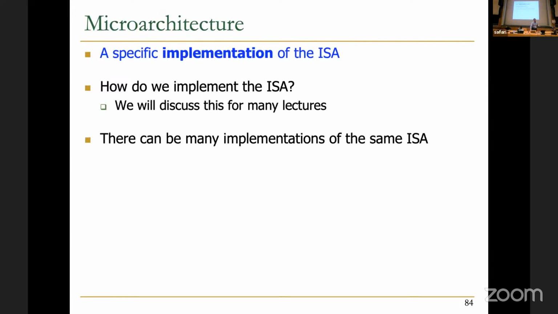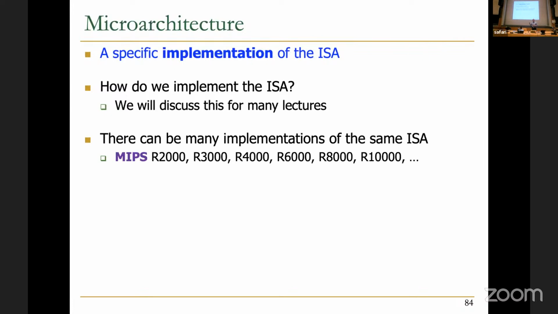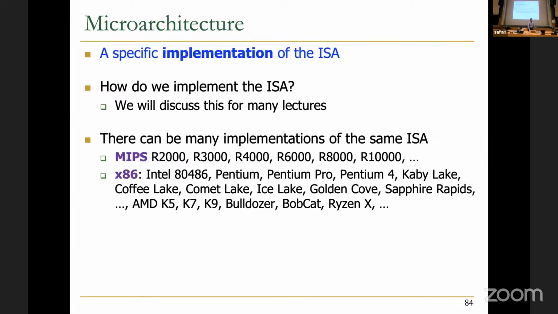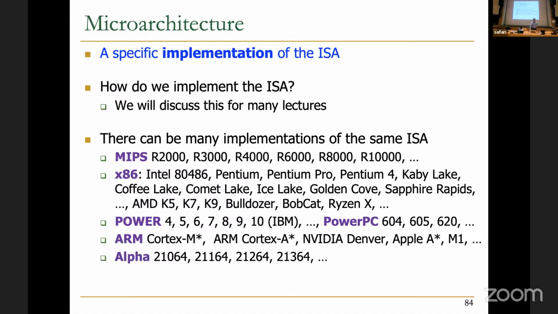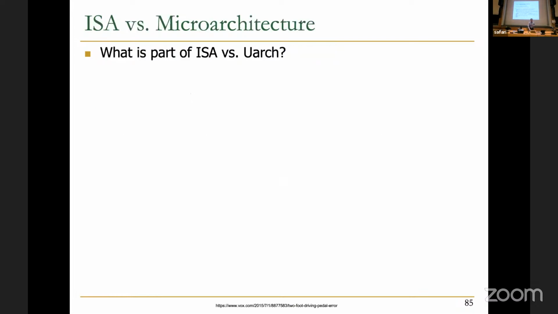So there could be many implementations of the same ISA. MIPS, for example, had many implementations. It's a real ISA that we're studying. x86 still has lots of implementations. I didn't update this, so there's perhaps another implementation that's not here. Power, this is the IBM ISA. IBM and Motorola developed it, and it used to be used in early Macintoshes, and it has many implementations. ARM clearly has many implementations. Alpha had many implementations. Today, RISC-V is an open source ISA, and there are many implementations. So basically, the same ISA can be implemented in many different ways, as we will see.